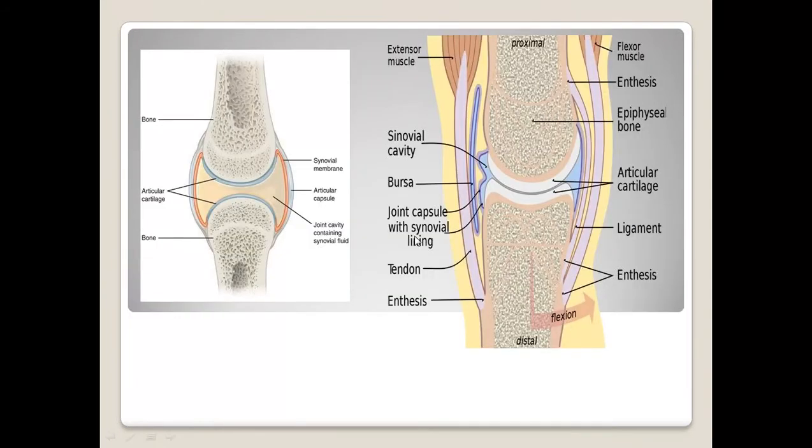Here you can see the synovial membrane, the articular capsule, and the joint cavity containing synovial fluid. When the synovial fluid is lost, you will see the articular cartilage moving one against the other, and you will see crepitations. When the synovial fluid is lost, there is an inflammation leading to this loss.